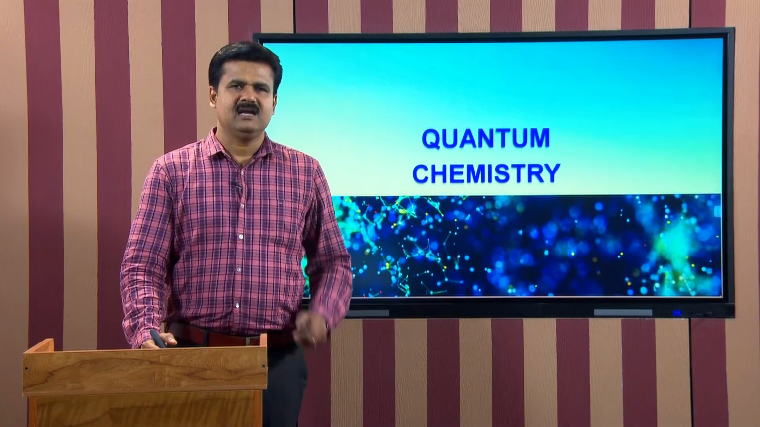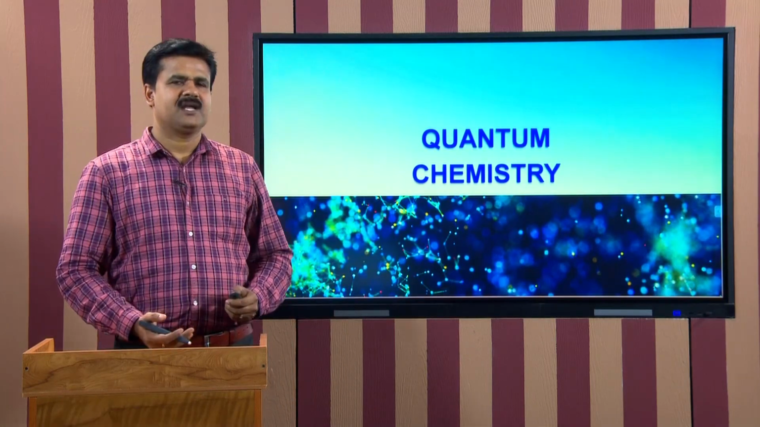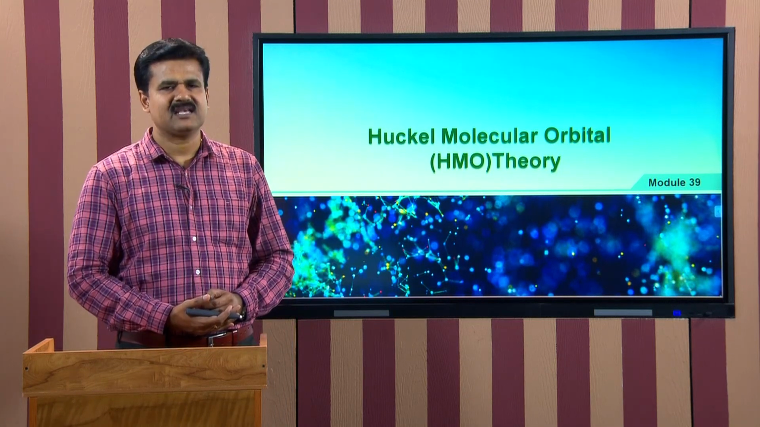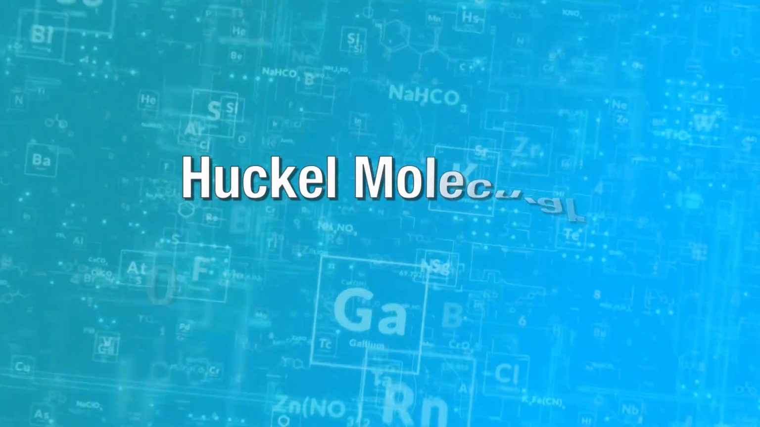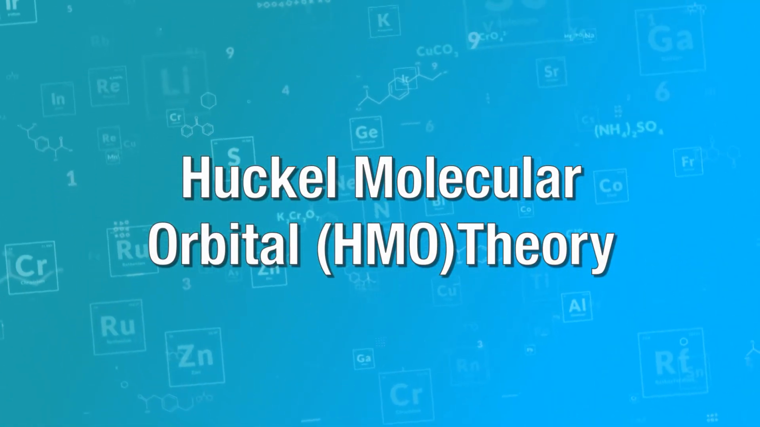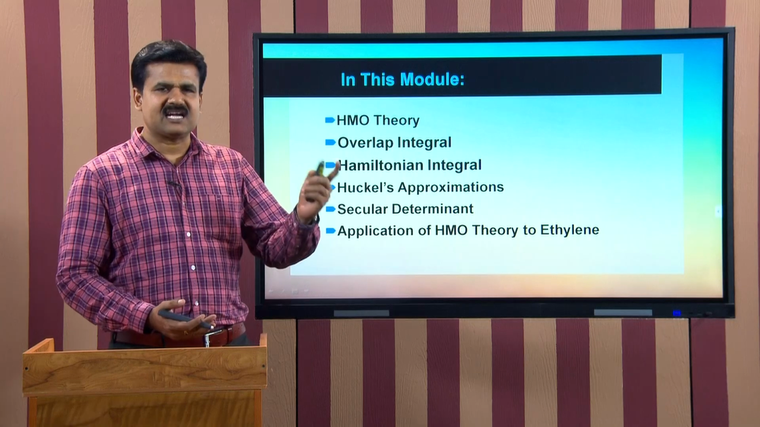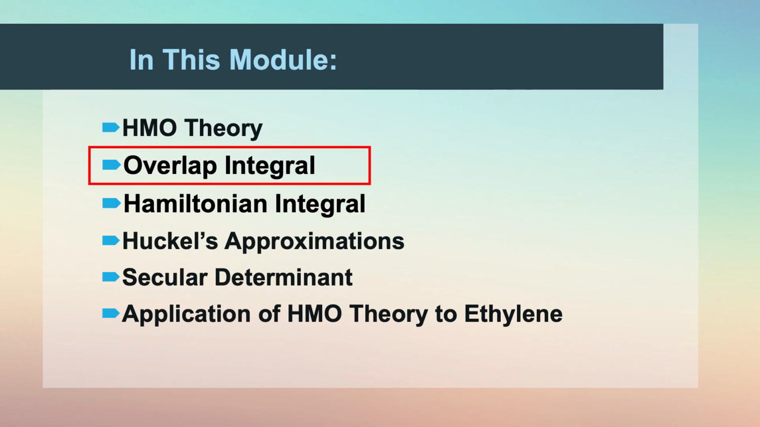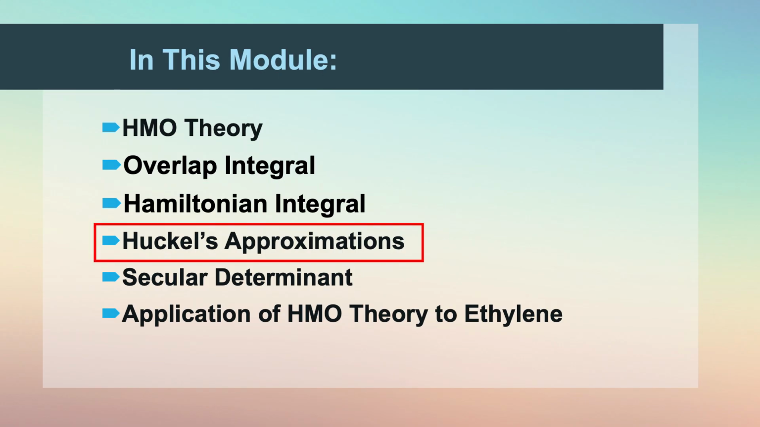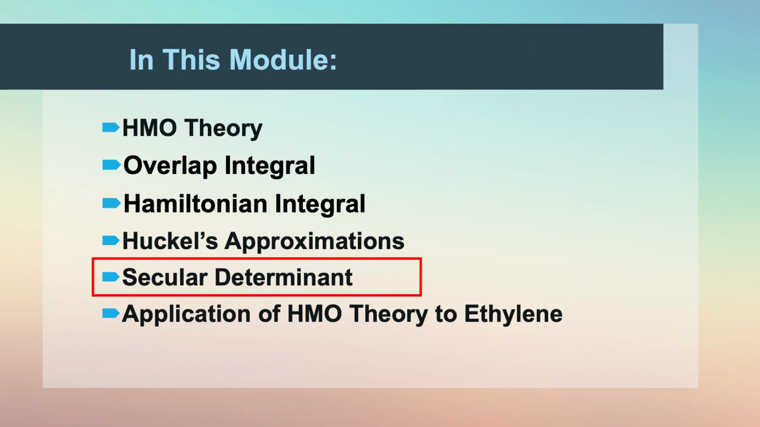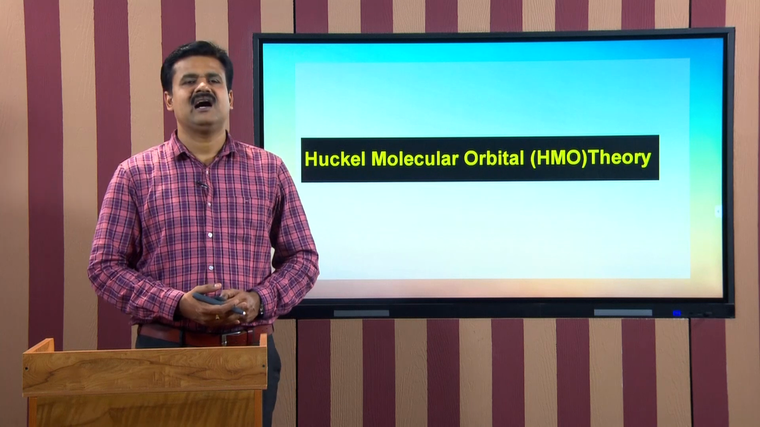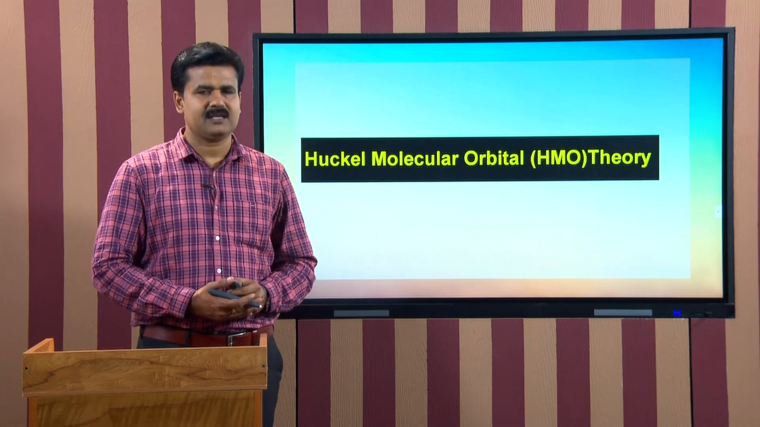Welcome dear learners. We are continuing quantum chemistry and in this module we are discussing Huckel molecular orbital theory or HMO theory. The contents of this module are HMO theory, overlap integral, Hamiltonian integral, Huckel's approximations, secular determinant and applications of HMO theory to ethylene molecule. First of all, Huckel molecular orbital theory.